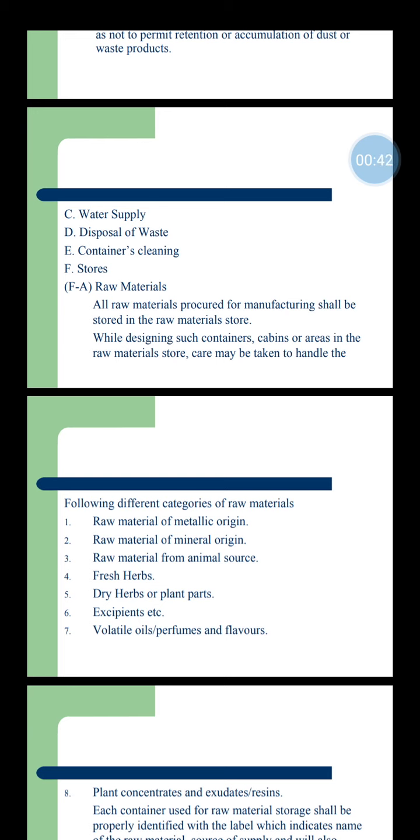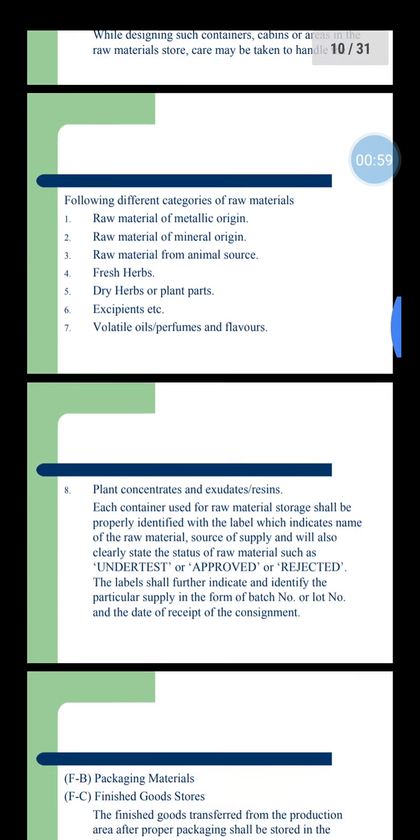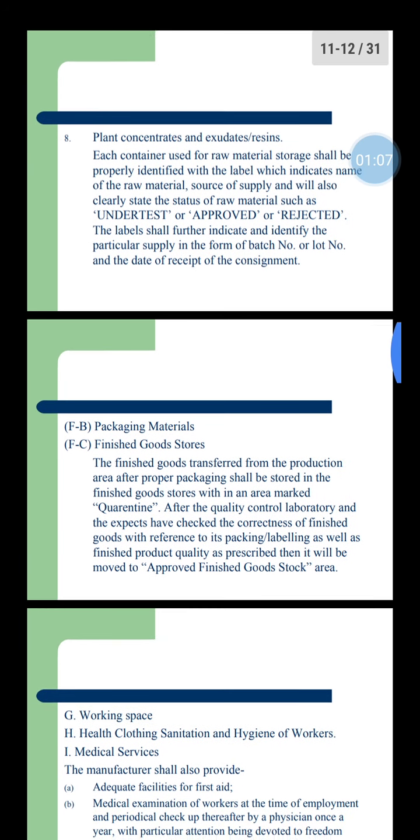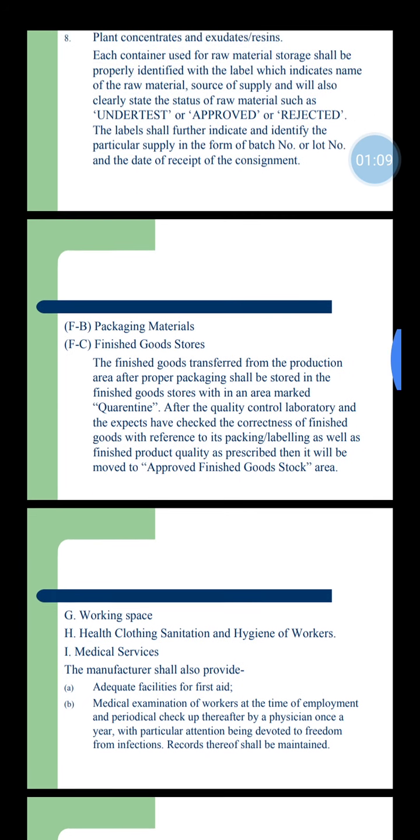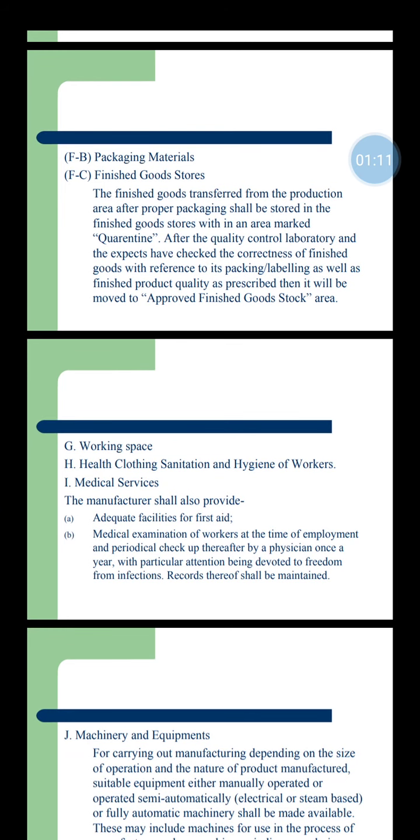Raw materials of metallic origin, raw materials of mineral origin, raw materials from animal sources, fresh herbs, dry herbs or plant parts, excipients, volatile oils, perfume and flavor. Then plant concentrates, the exhausts, resins, then packing materials, finished goods stores, working space, health, clothing, sanitization and hygiene of workers, medical services.